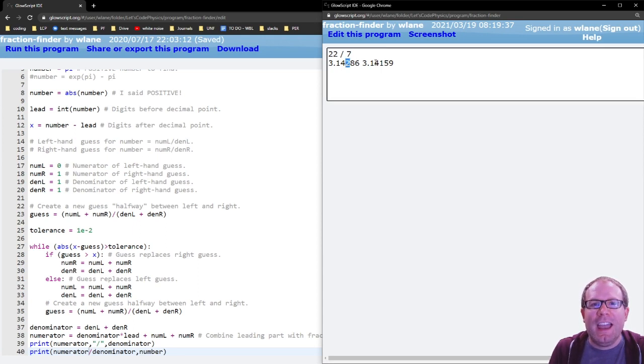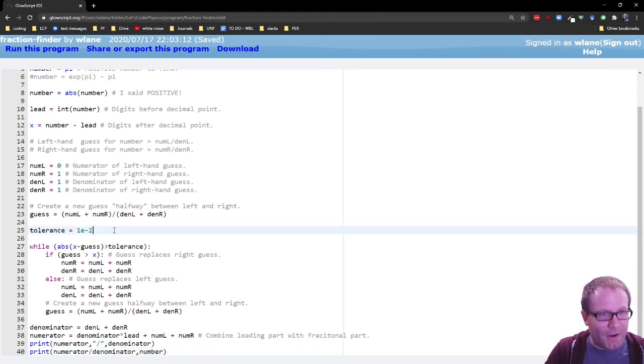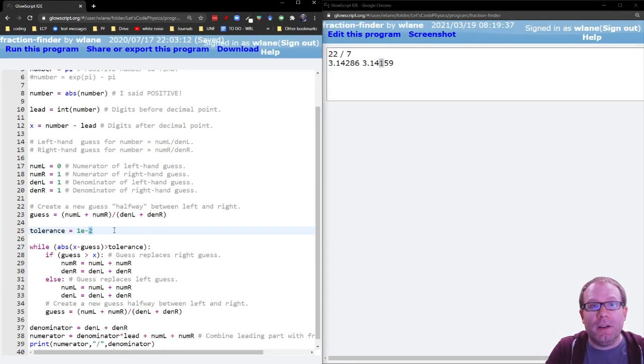So it fails out here in the third decimal place because our tolerance was 0.01. So after 0.01, it can differ, but this is guaranteeing we get it out to the second decimal place. So 22 over 7 is the best fraction to get you 3.14, because 22 over 7 is 3.14, and pi is 3.14-ish, right? So if you want to make this better, you can decrease the tolerance. So for example, you can make this get cut in half.